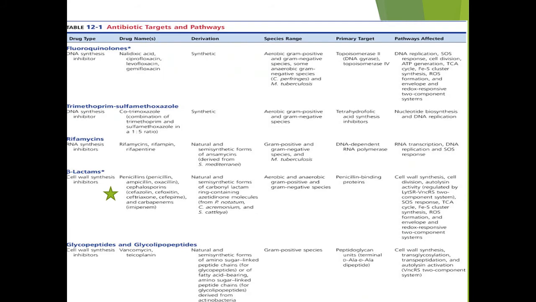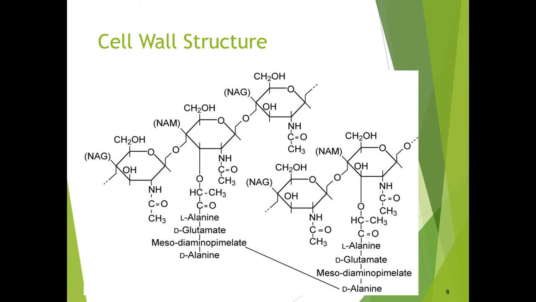So basically, what I want you to know from this big table is cell wall synthesis inhibitors. So your beta-lactam antibiotics, and that's your penicillins. Probably everyone has heard of penicillin or ampicillin, oxacillin. These are beta-lactams, and they interfere with the synthesis of the cell wall in bacteria, and so inhibit them from growing.